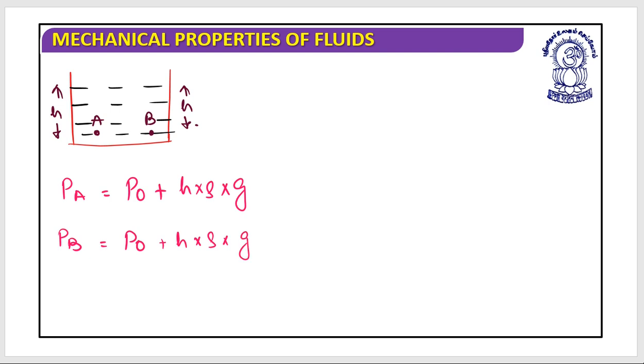And let's suppose one more point. This is point C. This height we call h1. So again, the pressure at C is equal to P naught plus h1 into rho into g. I hope this is clear.